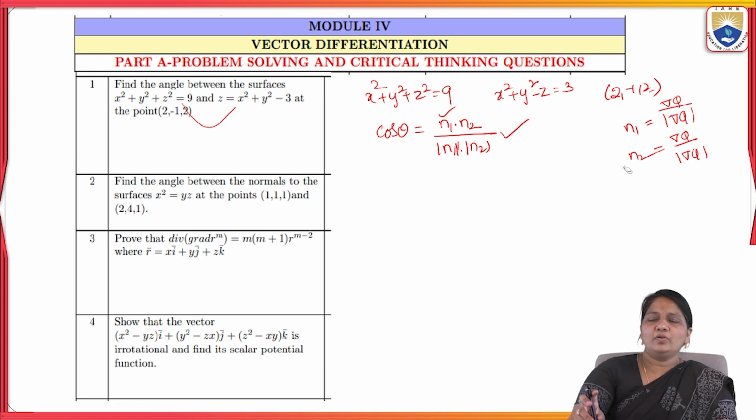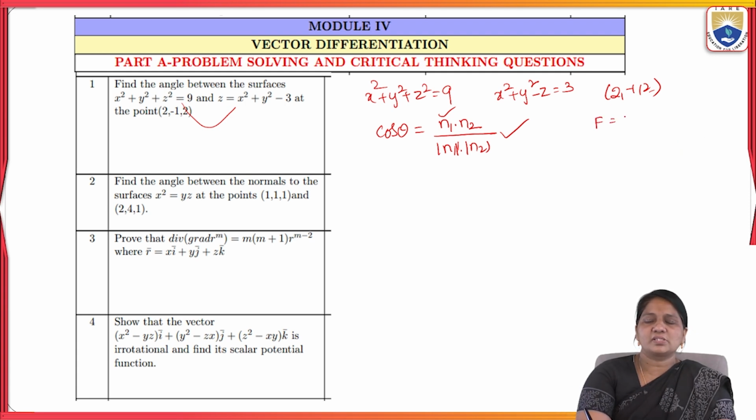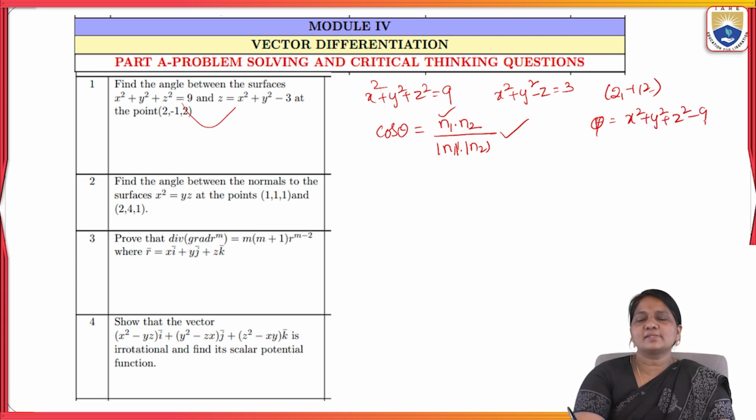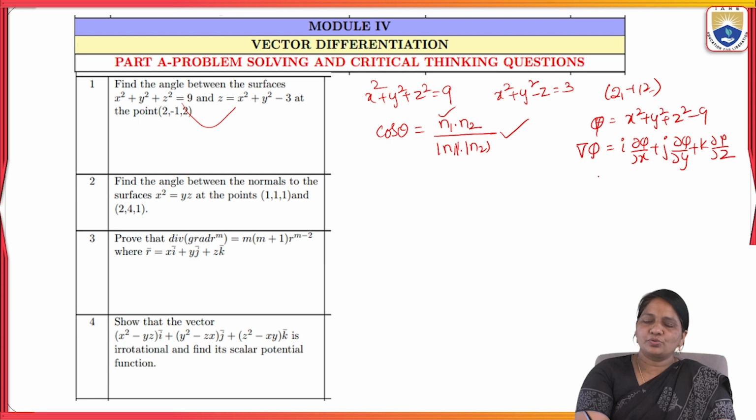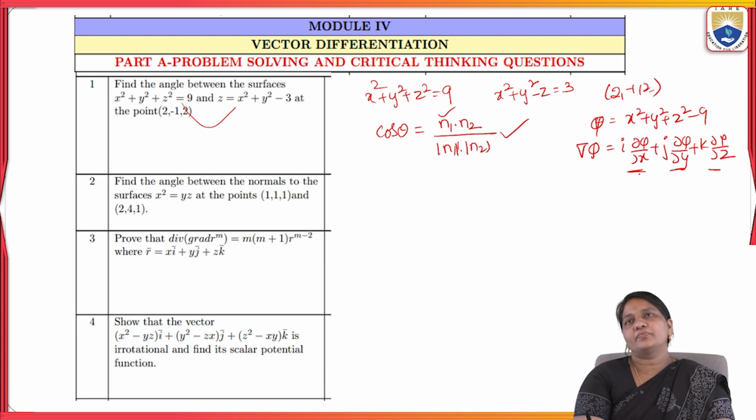So first of all, we have to calculate the n1 value. We need the first surface. The first surface given, we take it as φ or f. So this one is x² + y² + z² − 9. So we have to calculate the ∇φ value. How to calculate ∇φ? The del φ formula is i ∂φ/∂x plus j ∂φ/∂y plus k ∂φ/∂z. So we should know partial differentiation, then only can we find grad φ.